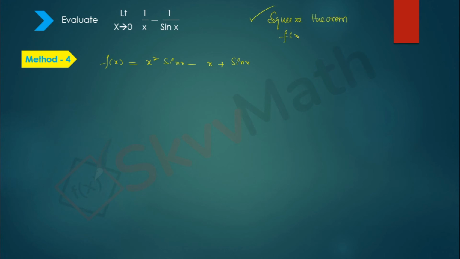Whenever you have f of x is less than or equal to g of x is less than or equal to h of x, and they are continuous and defined on a particular domain, and if the limit of f of x is L and the limit of h of x is L, then the limit of g of x is also L. So that is what we are going to try now.